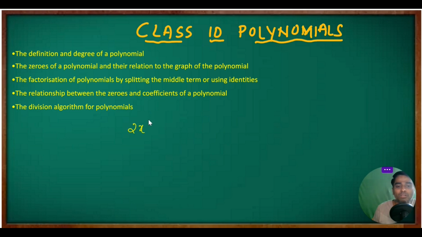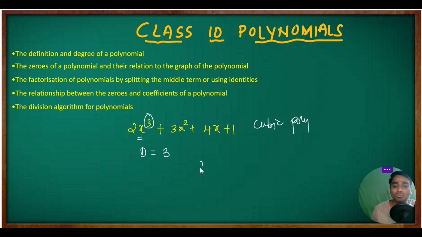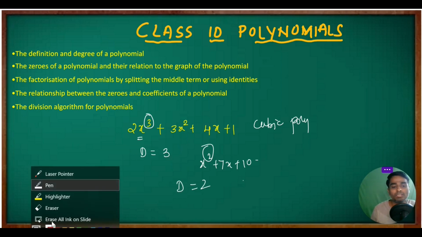Now what is degree? How to write it? Suppose you have a polynomial 2x cube plus 3x square plus 4x plus 1. If you are writing the degree of this polynomial, 1 mark question, very important. Just see the variable and the highest power. The highest power is 3 here, therefore the degree is what now? 3. Degree is 3. You can call this a cubic polynomial. What polynomial is it? Cubic polynomial. Like this you have a quadratic polynomial also, x square plus 7x plus 10. Quadratic polynomial, what is the highest power? 2 is the highest power, therefore the degree here is what? 2.